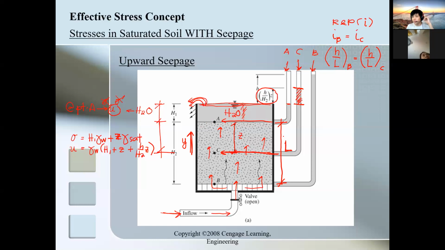If you want to determine the area pertaining to the flow, the area is perpendicular to the flow, so the cross-sectional area of this particular specimen is in the x plane. So this will be the area, perpendicular to the flow, as you can see in the figure. Then the flow is parallel to the length of the soil specimen. So it is interrelated with our previous topic.